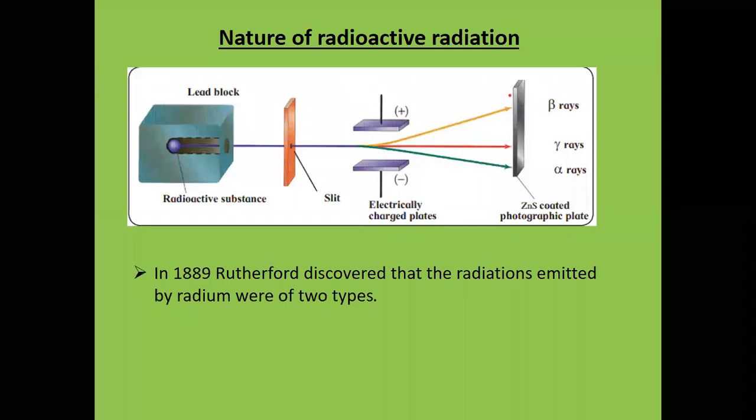In 1889, Rutherford discovered that radiations emitted by radium, the radioactive substance which he took, were of two types. Rutherford came to know only about two types of radiations, which are alpha and beta. I hope you all know how to write alpha and beta.